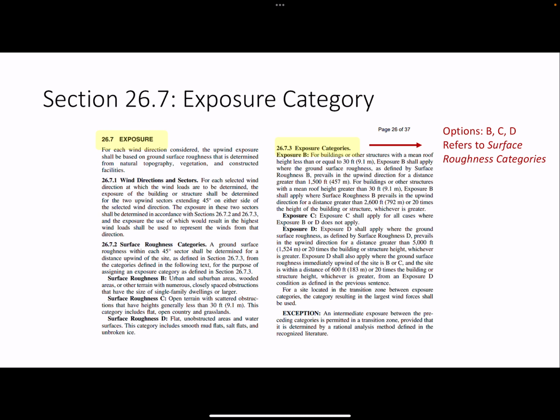This is another A, B, C, D option. We don't go through E and F, but A through D. Or not A anymore, there used to be an A, so just B, C, and D. These three refer to surface roughness categories, outlined in this section. The surface roughness categories are defined here, based on the surrounding terrain.